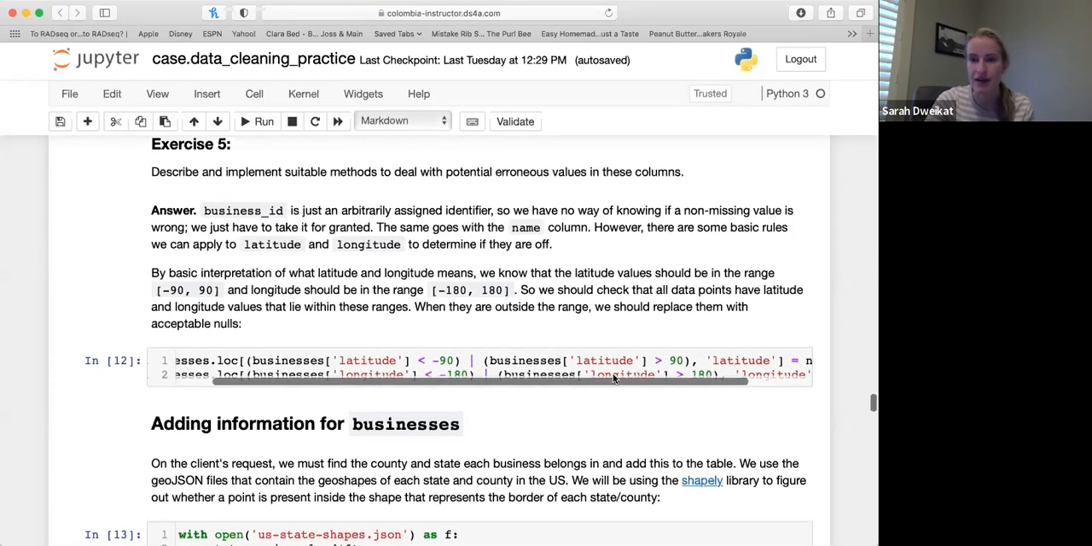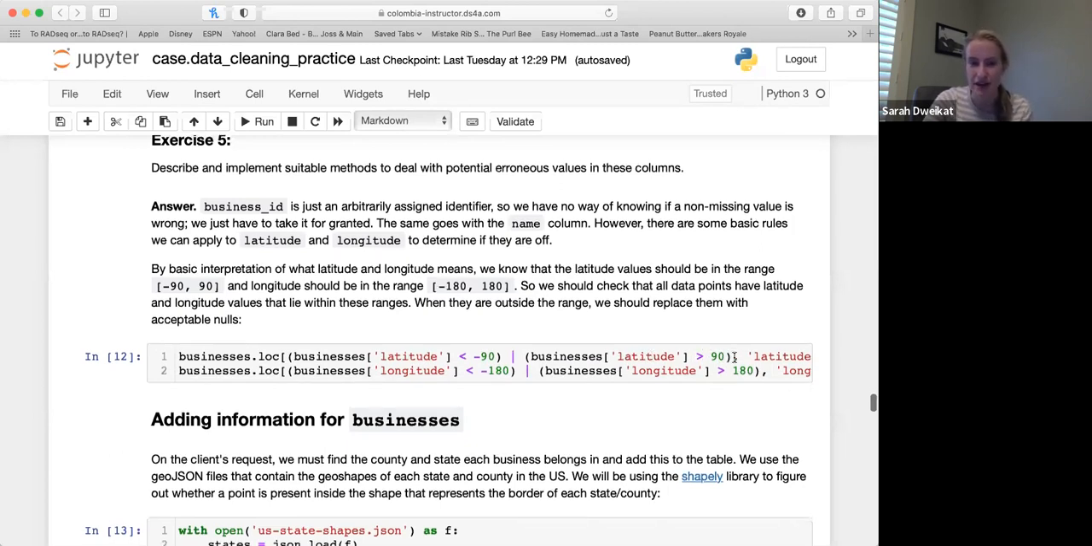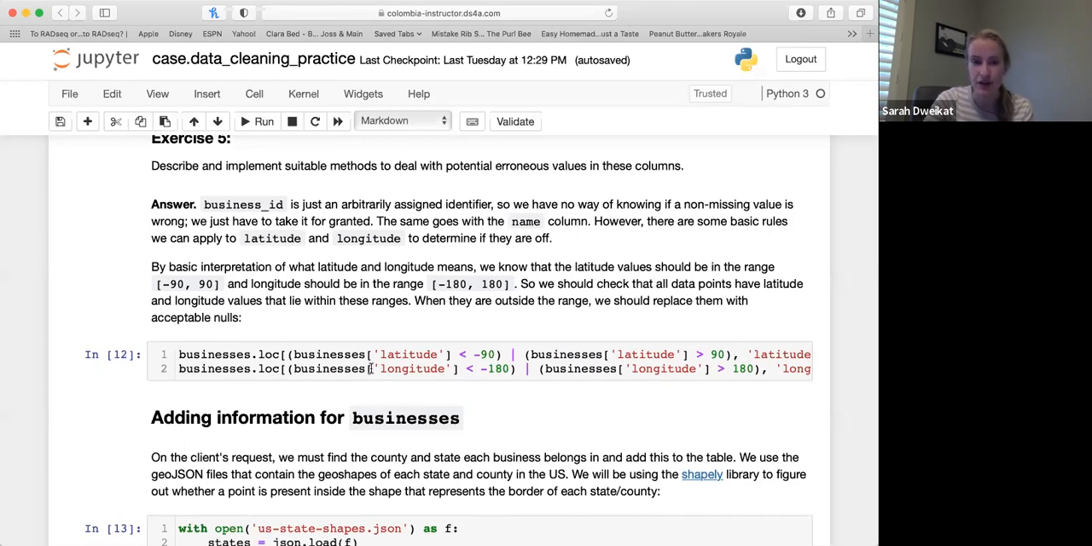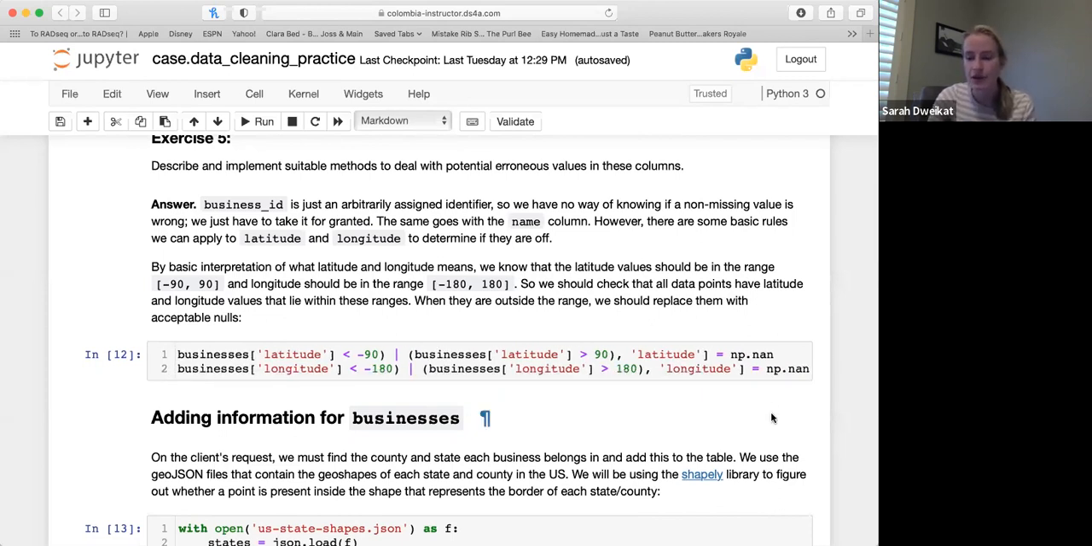So that will automatically go through, and if it sees that latitude is -91, it's going to put in a NaN value. If it sees that latitude is 91, it's going to put in a NaN value. And the same for longitude. So we look at our longitude column. If it's anything that's less than -180 or greater than 180 for longitude, it's going to put in that NaN value. So that's one way that we could identify.